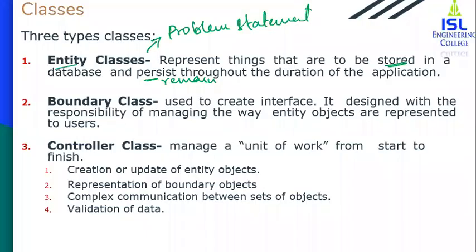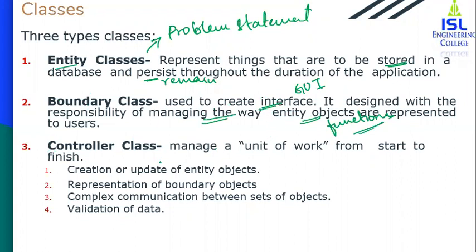So this boundary class is used to create an interface. Now what is an interface? Interface is how you interact. It is designed with the responsibility of managing the way the entity objects are represented to the user. Now the interface can be the graphical user interface, the GUI, how the user is accessing the different objects or different functions that are there for the particular software. How you're accessing, that is done by the boundary class, what type of interface you're using.